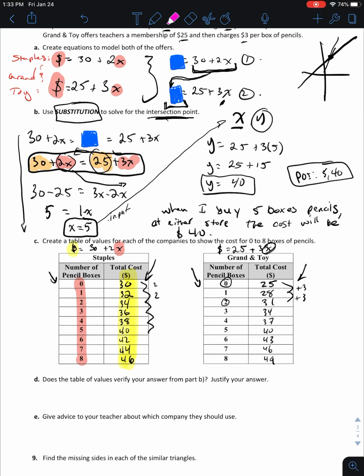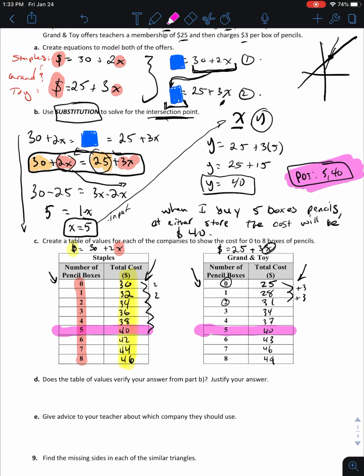Now, the next question. I was going to do this before I read the next question, but we'll look. Does the table of values verify your answer from part B? Remember what our answer from part B was? The point of intersection was 540. So I better be able to go to my table that I just created and find 540. First of all, I better be able to find it because it's supposed to be on the graph. So there you go. There's 540.